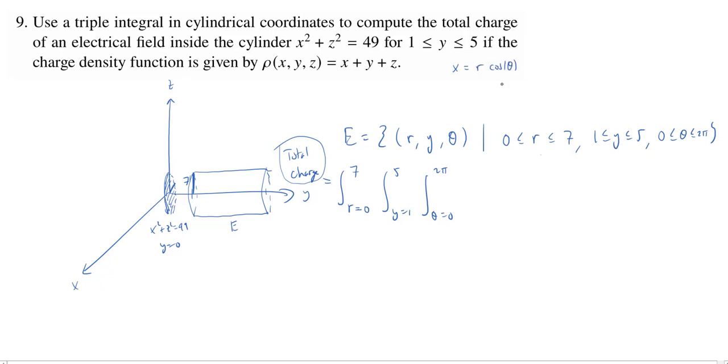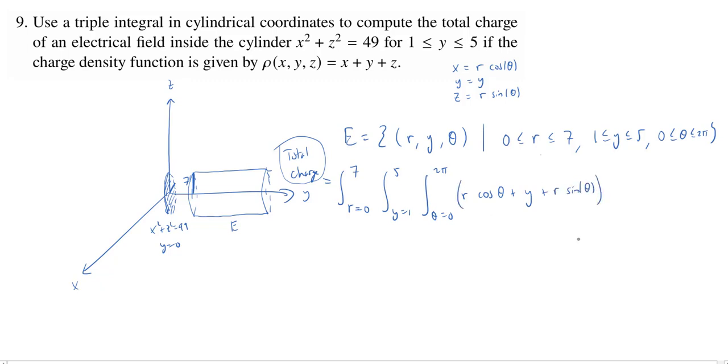Our y would become r sine of theta. But remember, we're switching perspectives here. It's now our z coordinate that acts like the y. So actually the z would be r sine of theta. And in cylindrical, y actually stays as y, so we don't have to change anything there. So our density function will become r cosine of theta plus y plus r sine of theta.